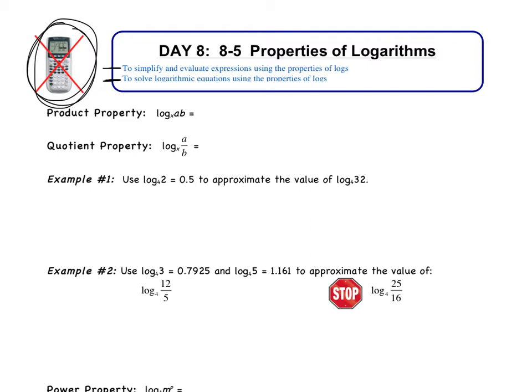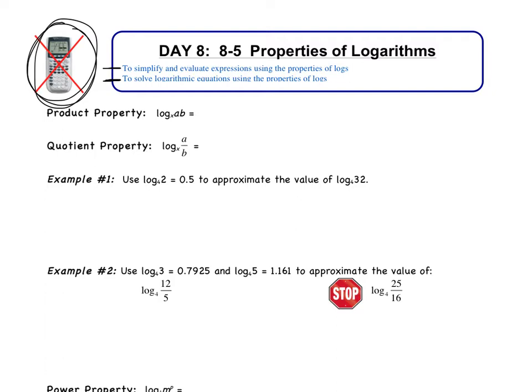These properties are extremely important. Your life will be made a lot easier if you can memorize the properties in today's video. If you do not, the rest of the chapter is going to be very difficult for you. So the first two properties that we're going to learn are the product and quotient properties.